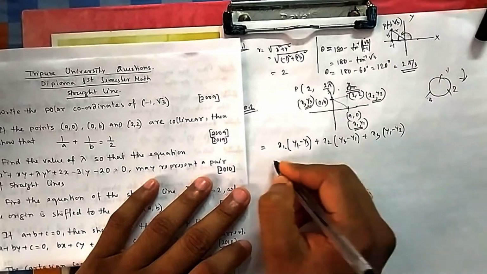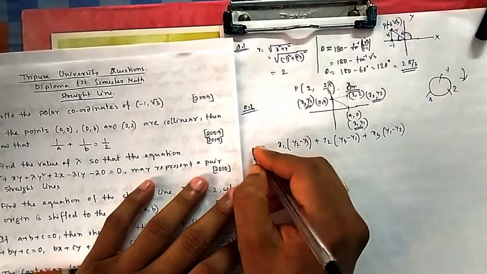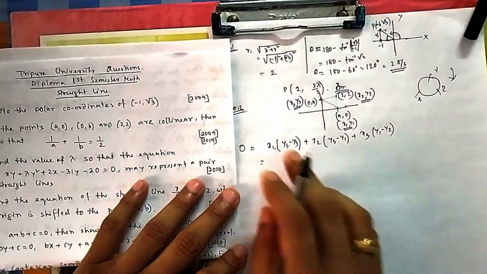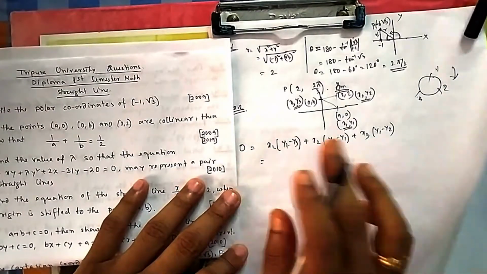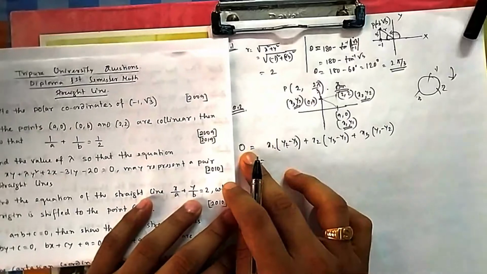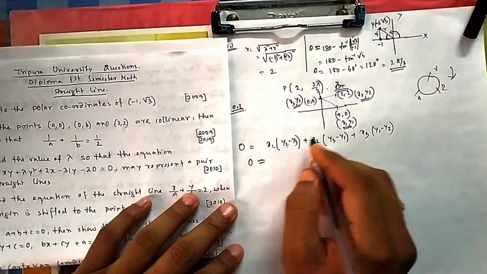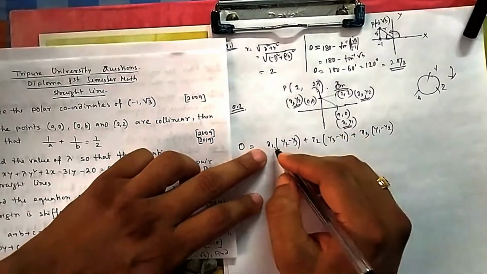So you put all these things here, then this should be equal to 0. For the determinant, this should be equal to 0. And in the area formula, there was a half, but because it is 0, no half is required. So it should be equal to 0 for collinear. So for collinear it is equal to 0.